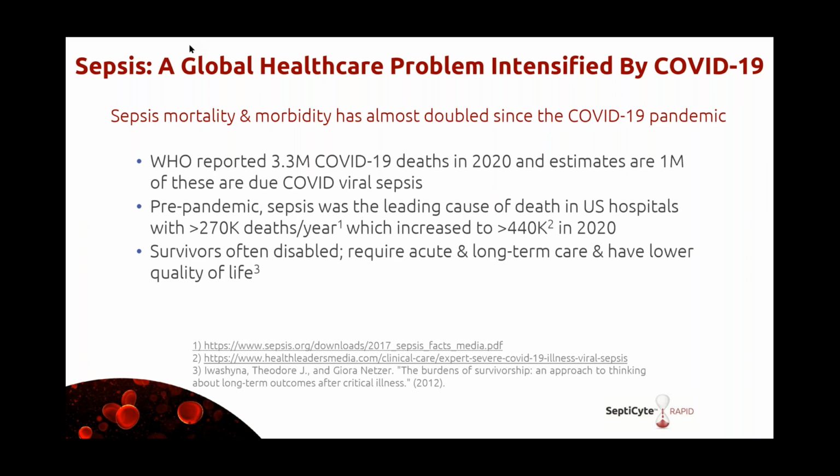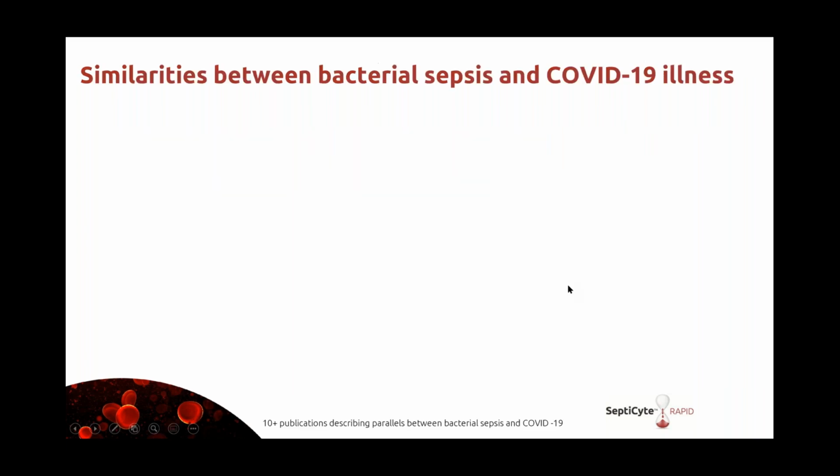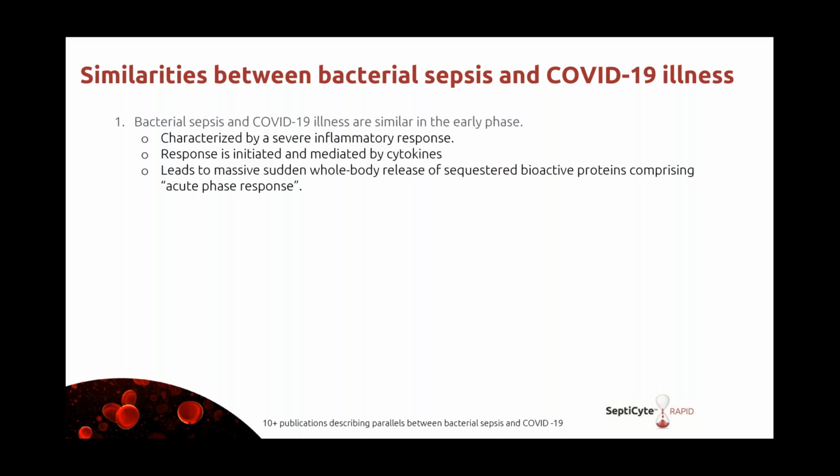With regards to sepsis overall, sepsis survivors are often disabled. They require acute and long-term care and have lower quality of life post-sepsis. This brings to mind long COVID and its description. What are the similarities between bacterial sepsis and COVID-19 illness as it presents?